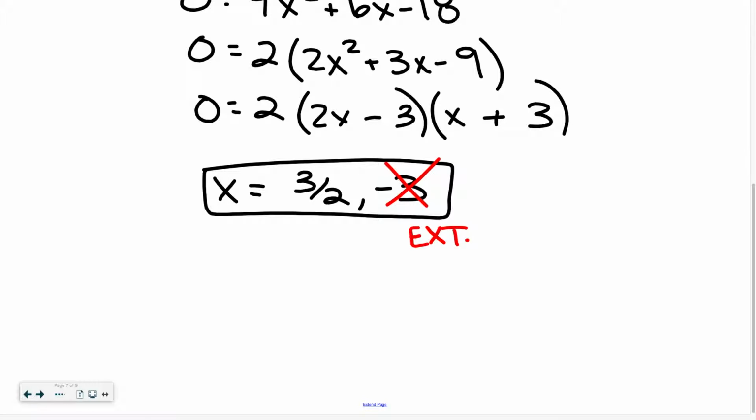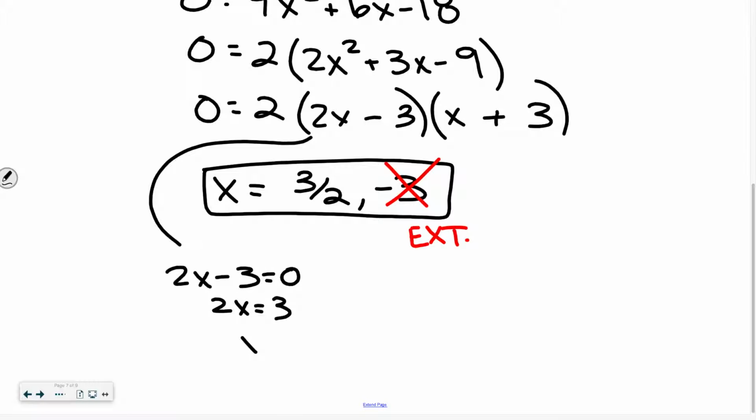Okay, Hannah. Where did you get the 3 over 2 from? 2x minus 3 equals 0. Add 3. Divide by 2.